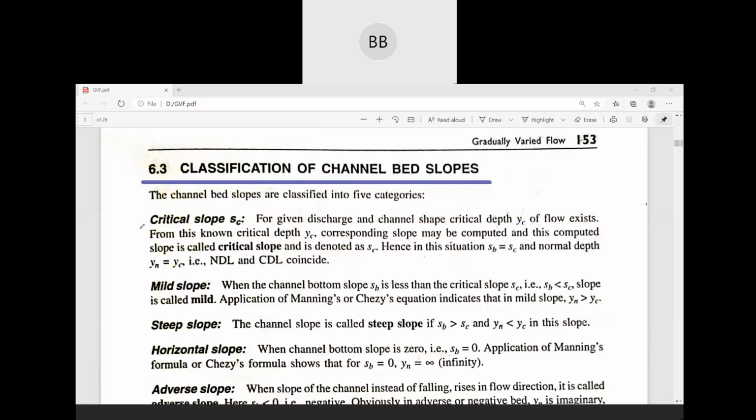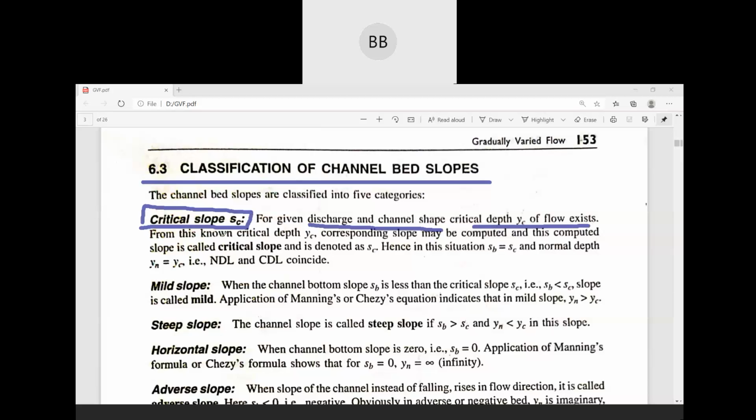So number one is your critical slope, SC. SC is nothing but your critical slope. S is for slope, C is for critical slope. So what is critical slope? This is nothing but for a given discharge and channel shape, critical depth YC of flow exists.